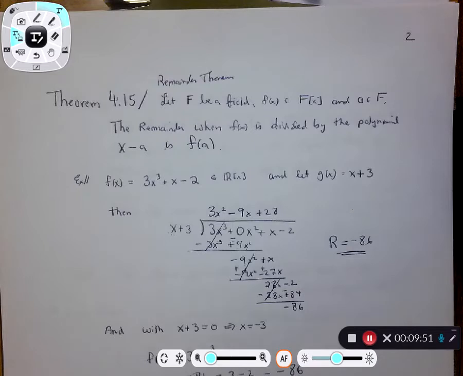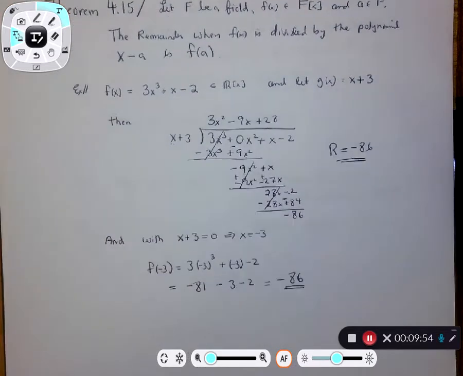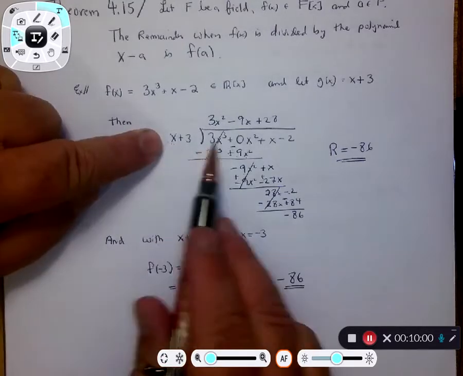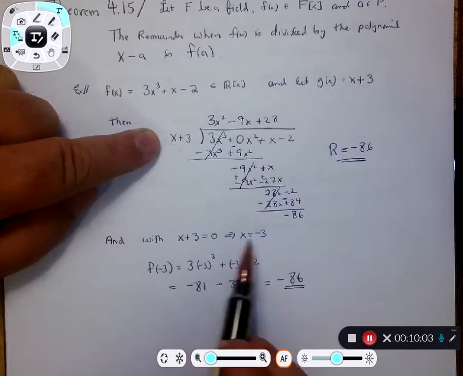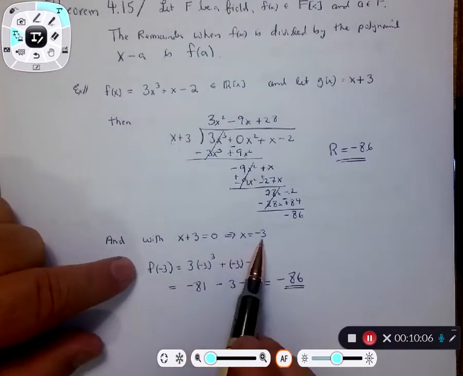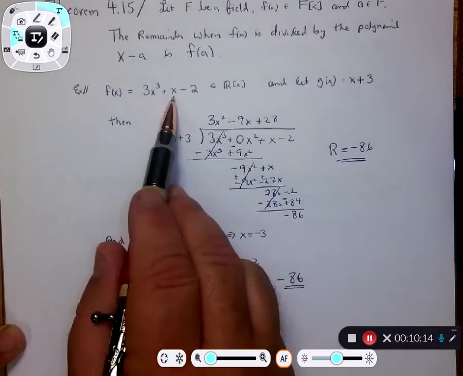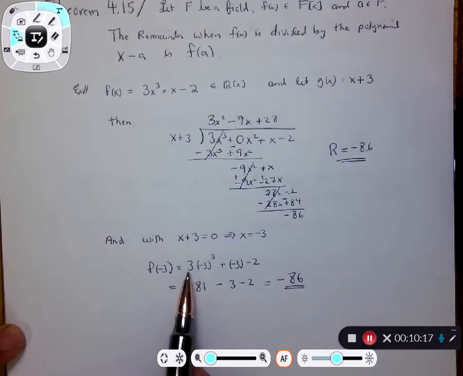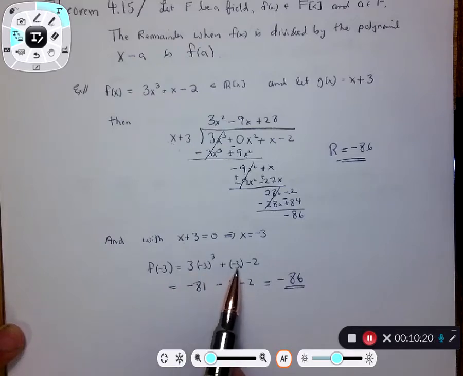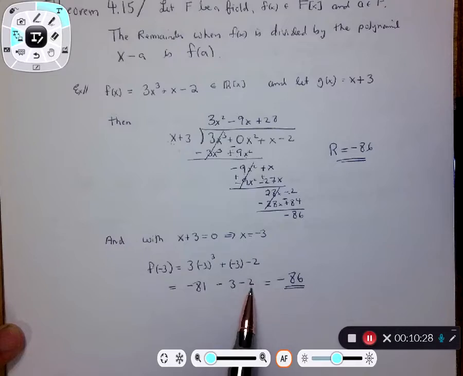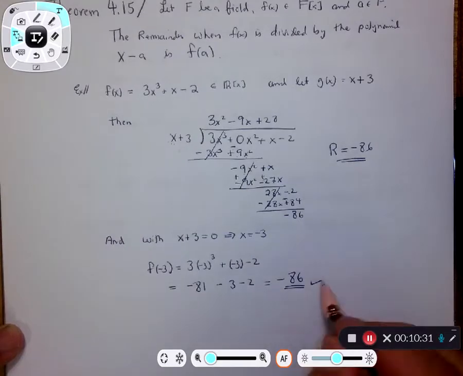Now, just to save some time, I decided to go ahead and write this one up for you. With x plus 3, that was the factor that we divided into the polynomial, when you solve it for x, you get your k value. So subtract 3, k is equal to negative 3. When I plug negative 3 into my function, remember f(x) was equal to 3x cubed plus x minus 2. So f(negative 3) would be 3 times negative 3 cubed plus negative 3 minus 2. Negative 3 cubed is negative 27 times 3 is negative 81. Minus 3 minus 2 ends up being equal to, you got it, negative 86.